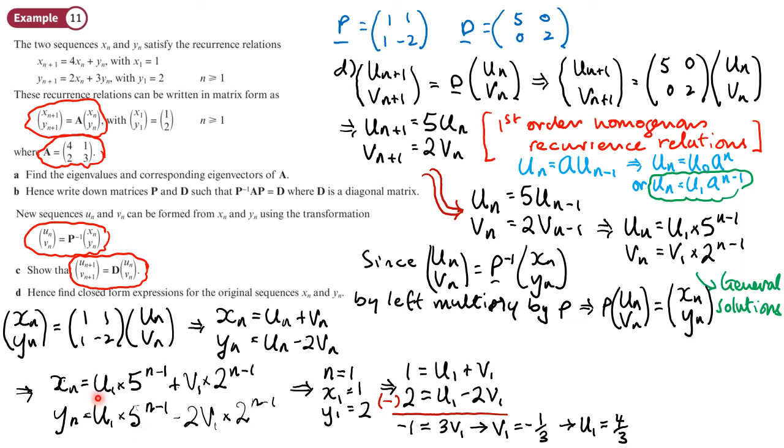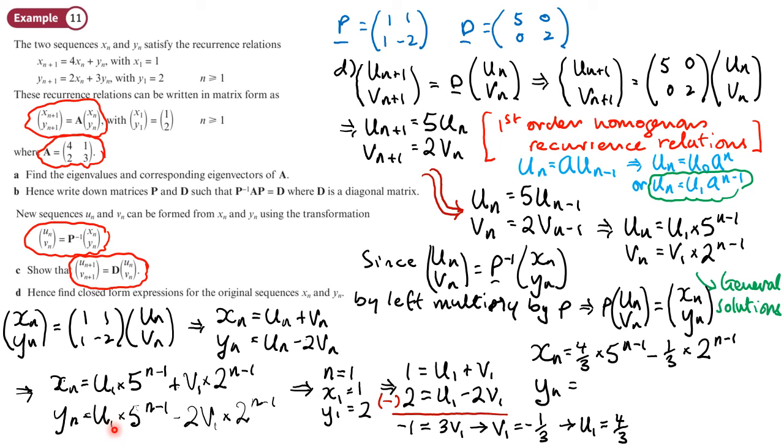Right, we've now got these values here. They can go into our equations and we're finished. So xn is equal to u1, which is 4 thirds, times 5 to the power n minus 1, plus v1 times 2 to the power n minus 1. Now v1 is negative a third, so we can just write down minus a third times 2 to the power n minus 1. So that's the first recurrence relation, the closed form, the solution.